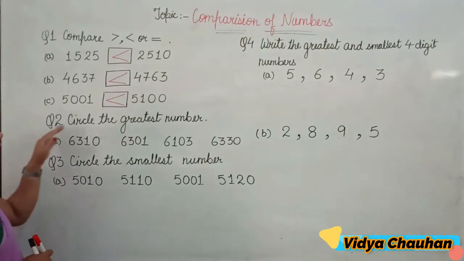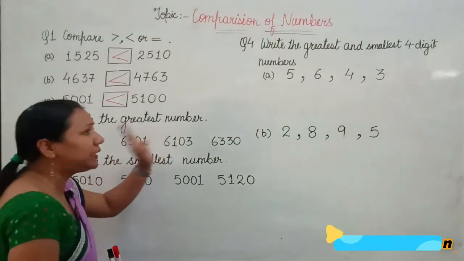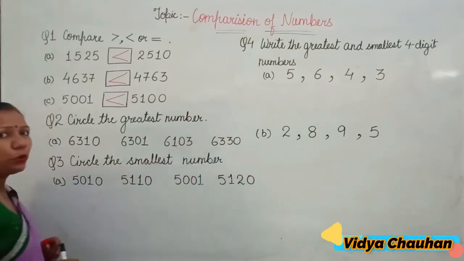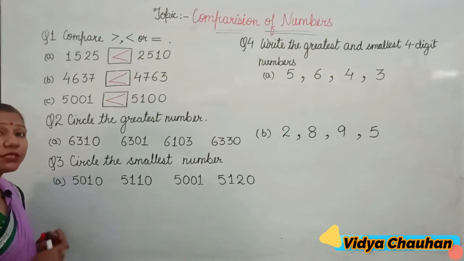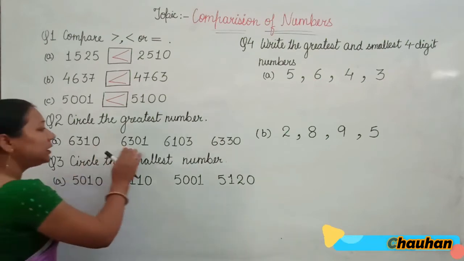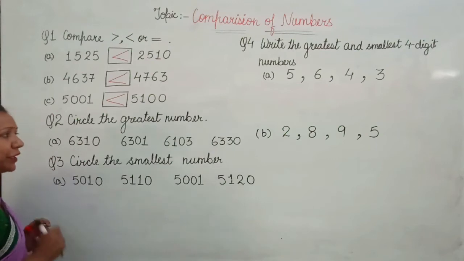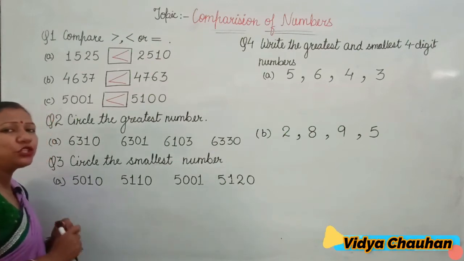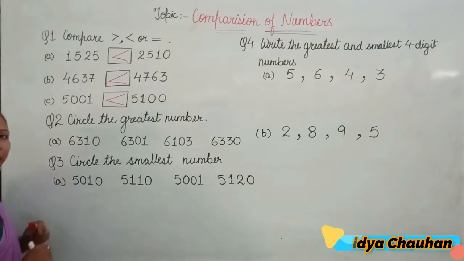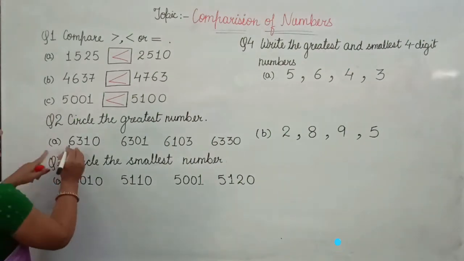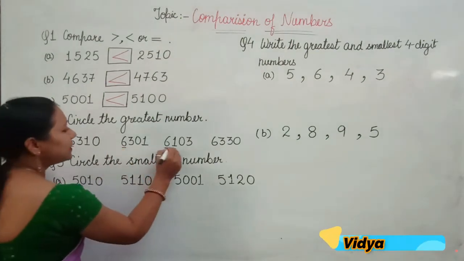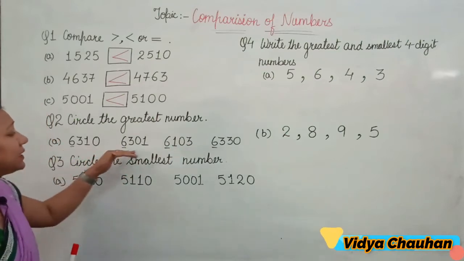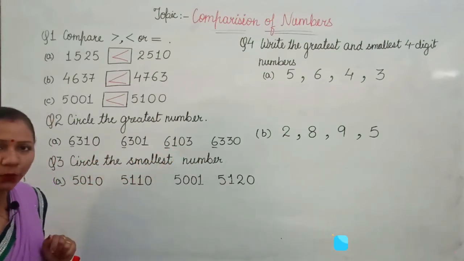Coming to the second question, in which you have to circle the greatest number. So here there are 4 different numbers given to us and you have to circle which is the greatest one among these 4 numbers. So very first, for comparing, or to find out which number is greatest, we have to compare its digits. So comparing the first digit, 6, 6, 6, 6. That means in all the 4 numbers, the 1000 place digit is 6. It means all are equal.